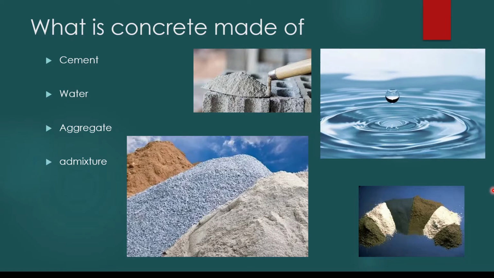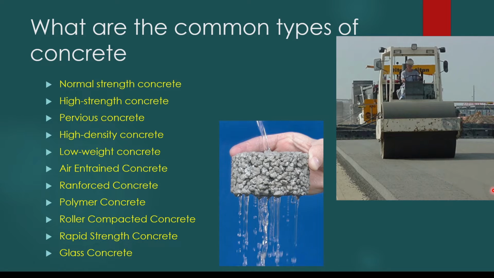Right. Let's move to the next segment. What are the common types of concrete? Normally, these can be categorized into different types. Here is one sort of categorization. Normal strength concrete, high strength concrete, pervious concrete, high density concrete, low weight concrete, air entrained concrete. That concrete contains air. We manually create a situation to entrap air in the concrete. We can use admixtures, or there are methods for adding admixture, so you can entrain air in the concrete.